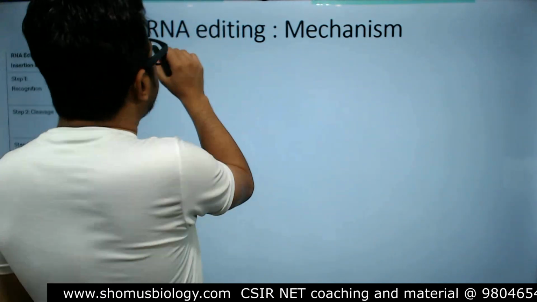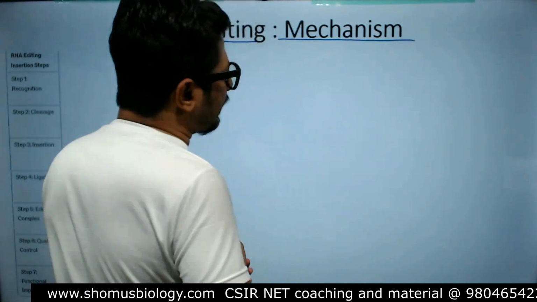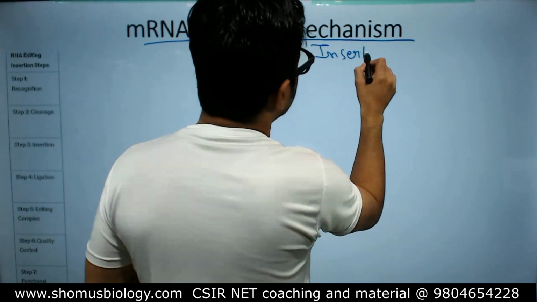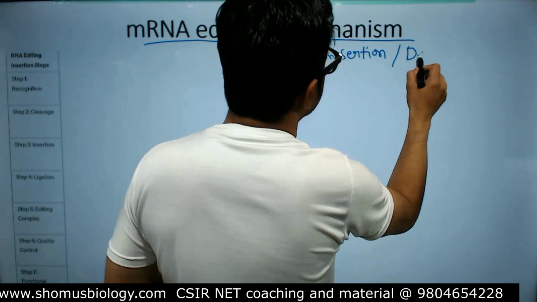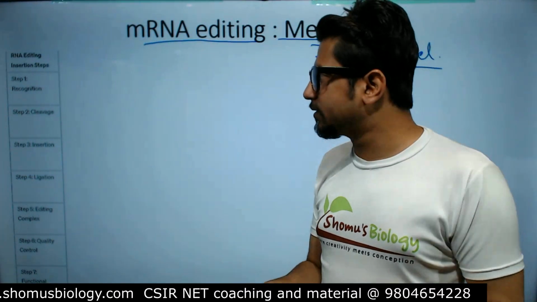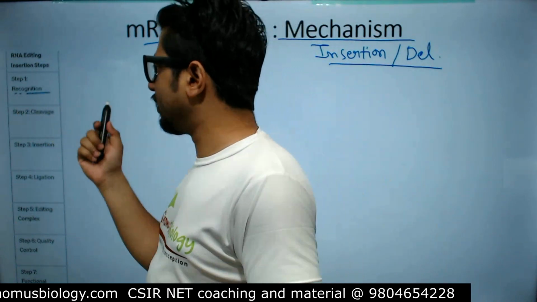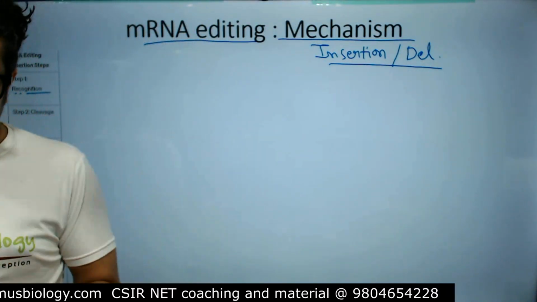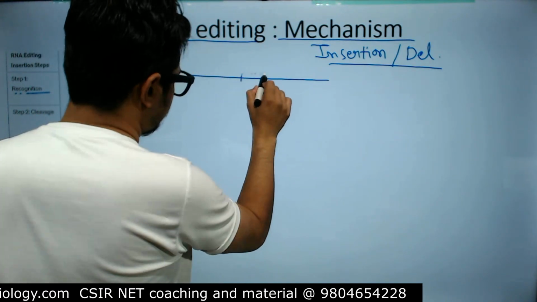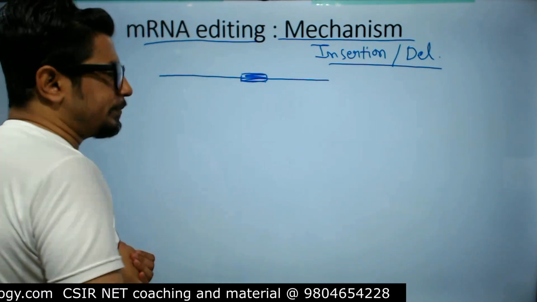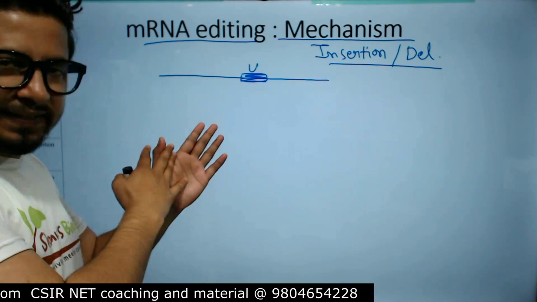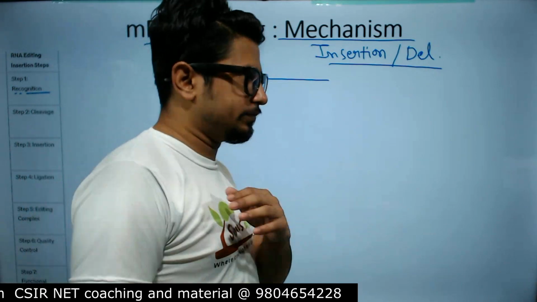This is another example of RNA editing. We'll see the mechanism of RNA editing, but in this case it is simple insertion or deletion of the RNA nucleotides. Step 1 is again recognition, of the place which needs to be edited. It is very important to understand which place needs to be edited. So this is again RNA. Let's say this is the place that needs to be edited, and what we need to edit is a U. We need to cut this U out from that area.